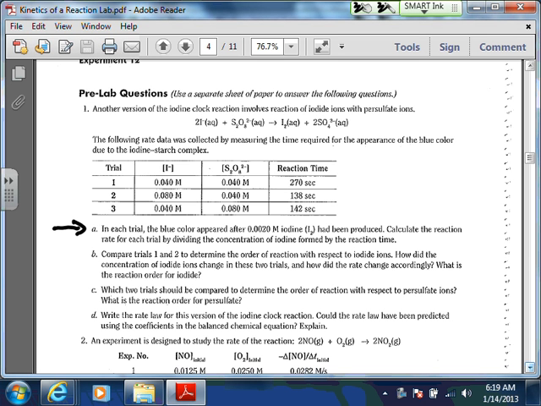So for the first one, it says calculate the reaction rate for each trial by dividing the concentration of the iodine formed by the reaction time. So we're doing this with respect to the iodine as far as the rate. When you measure the rate, you pick one of the reactants, usually, sometimes one of the products, but usually one of the reactants to figure this out. Okay, and so the way we're going to do this here, basically you're just taking the rate for trial 1 here.